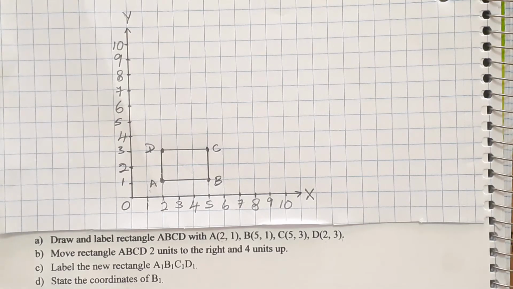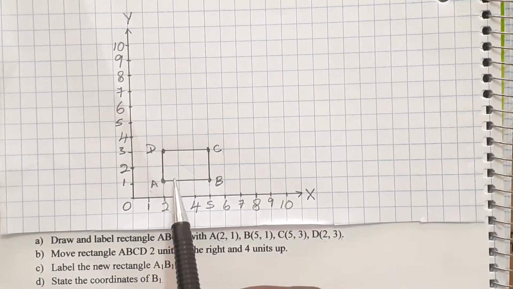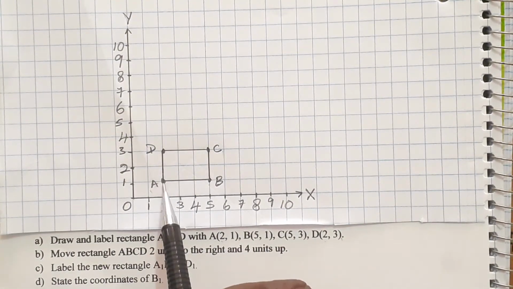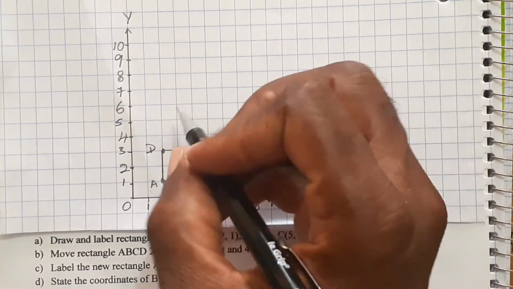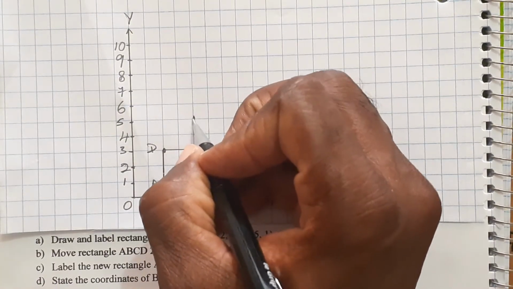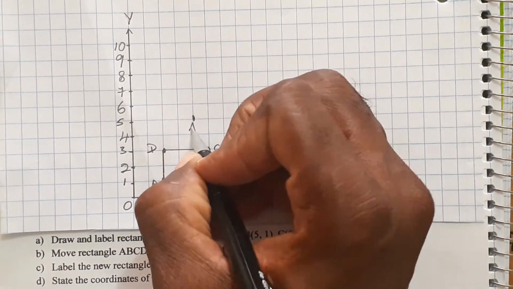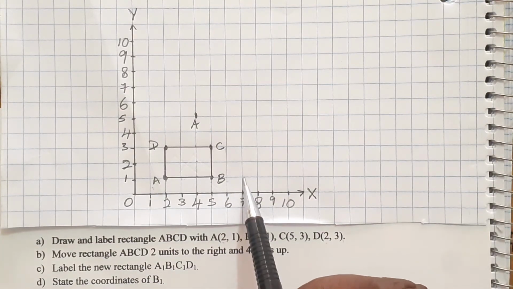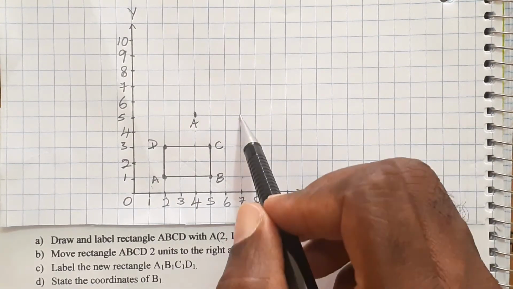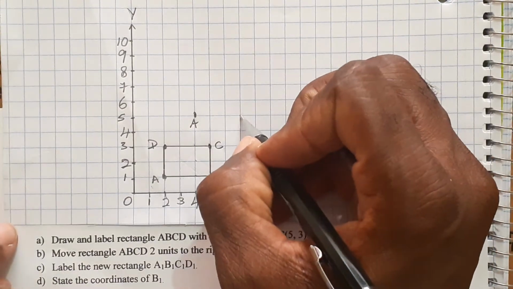Part 2 of the question says, move rectangle ABCD 2 units to the right and 4 units up. So let us look at point A first of all. We have here 2 to the right, 1, 2, 4 units up, 1, 2, 3, 4. So we move A, we put it down here. So we have point A, 1, 2 to the right, 1, 2, 3, 4 units up. This will give us point A.